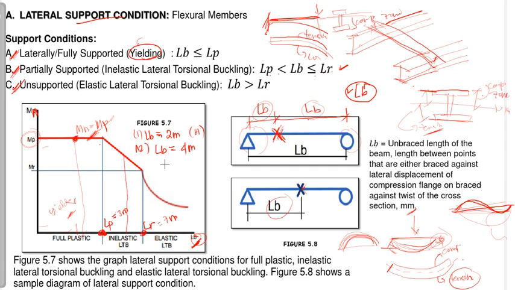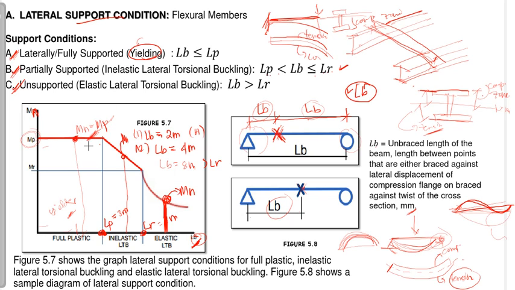Okay? And what if our LB is equal to 8 meter? This is greater than LR. So, andito yung ating L sub B. So, meron din tayong value ng Mn dyan. Okay? So, if our LB is greater than LR, yung ating beam is an unsupported beam, and meron tayong elastic lateral torsional buckling na mangyayari doon sa ating section.